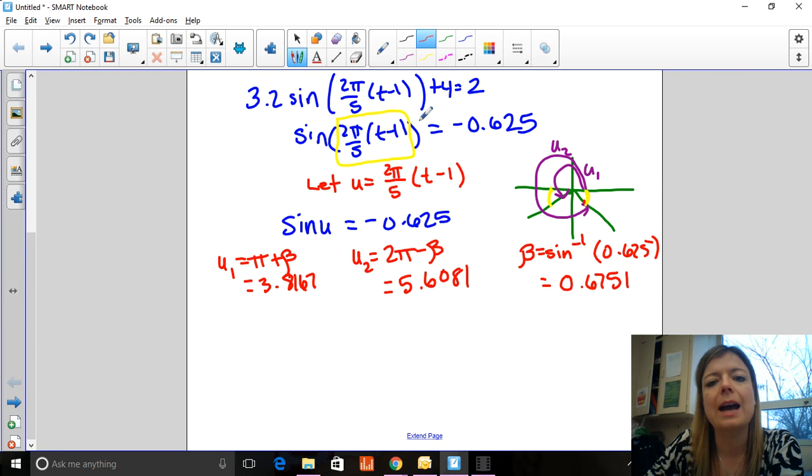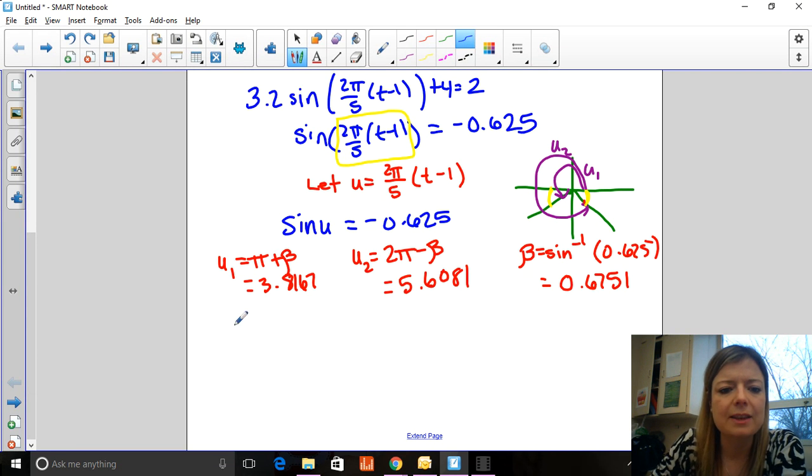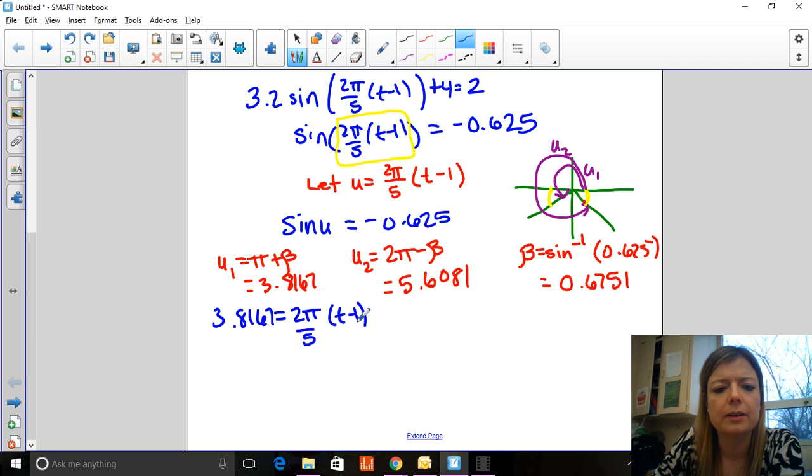Now I need to convert them back into time. So I set them back equal to 2 pi t minus 1. So 3.8167 equals 2 pi over 5 bracket t minus 1. So I multiply both sides by 5 and then divide by 2 pi, and then I add 1. Okay, so I'm just going back and isolating t. So again, I multiply by 5, divide by 2 pi, add 1, and t1 is equal to 4.03.